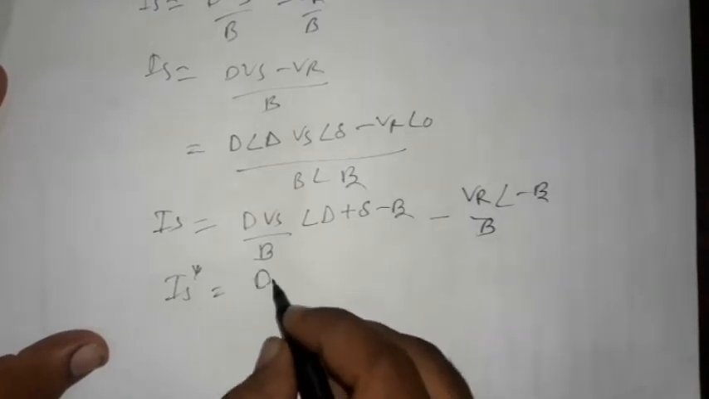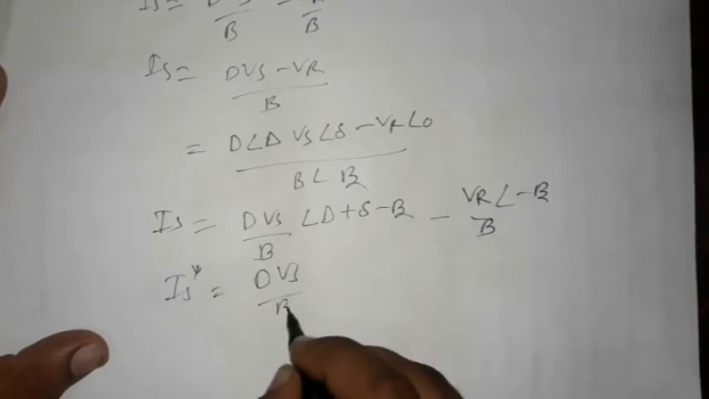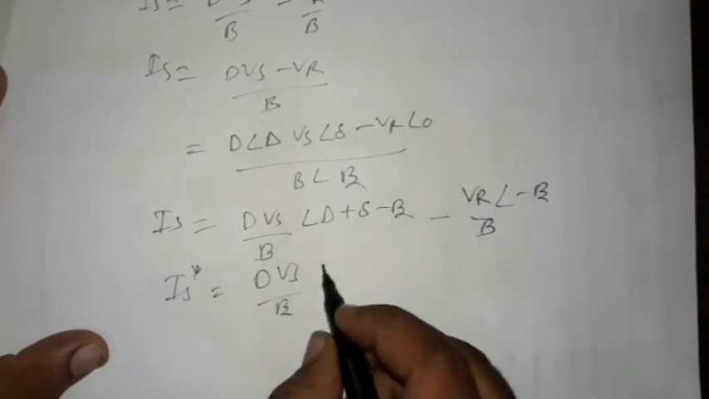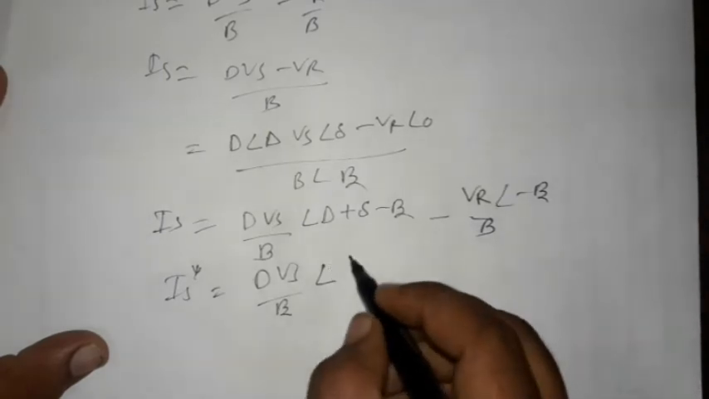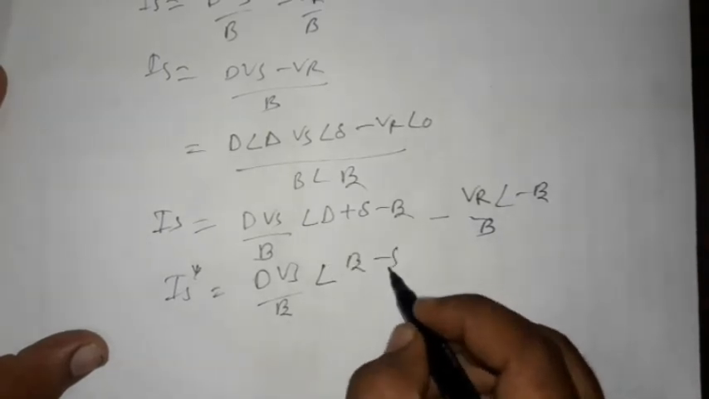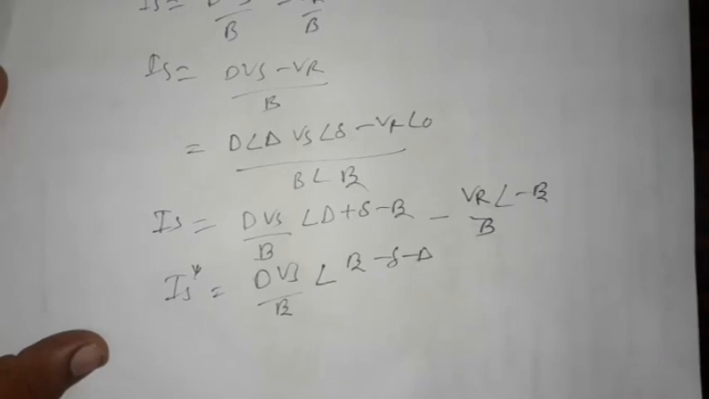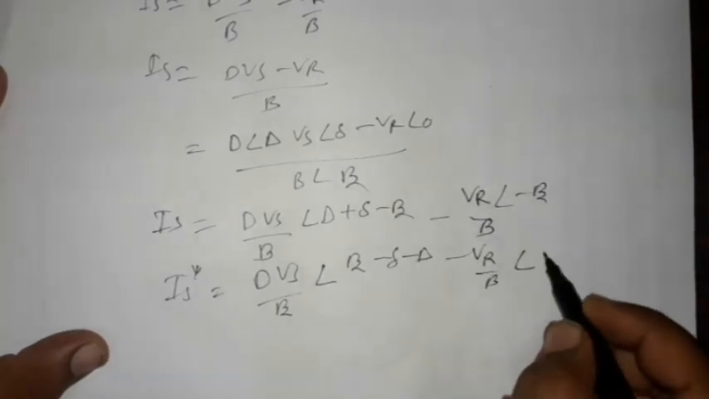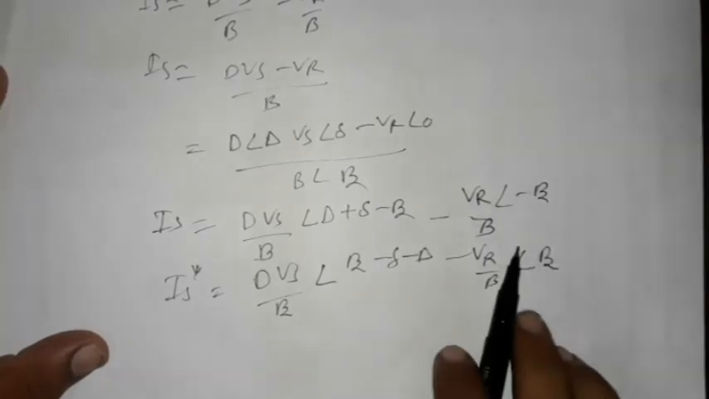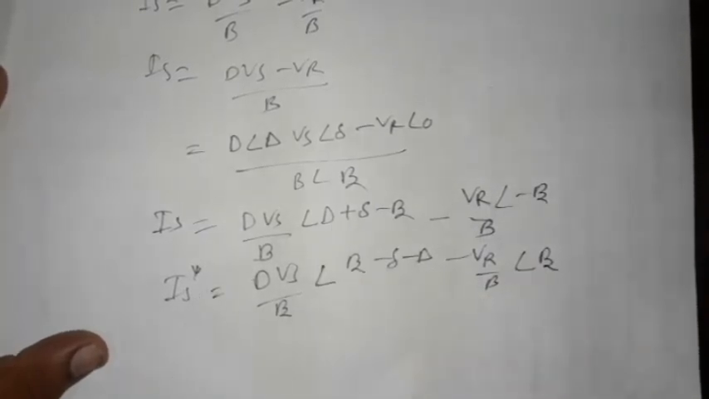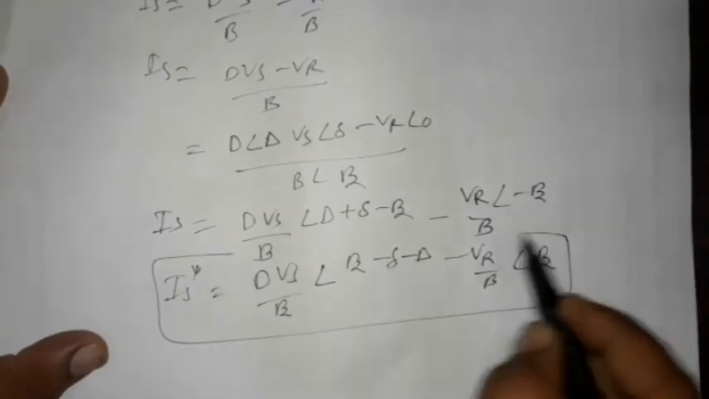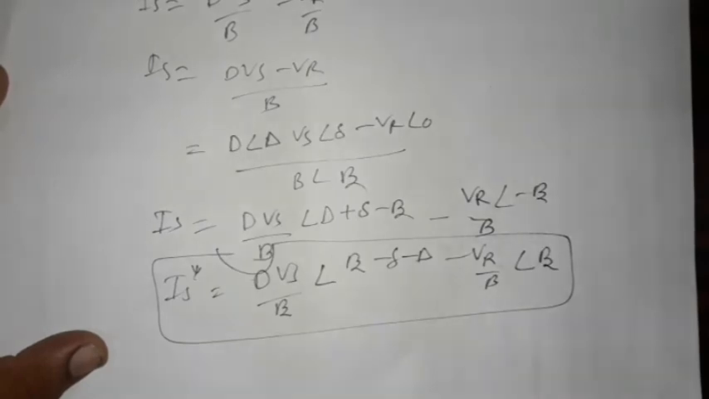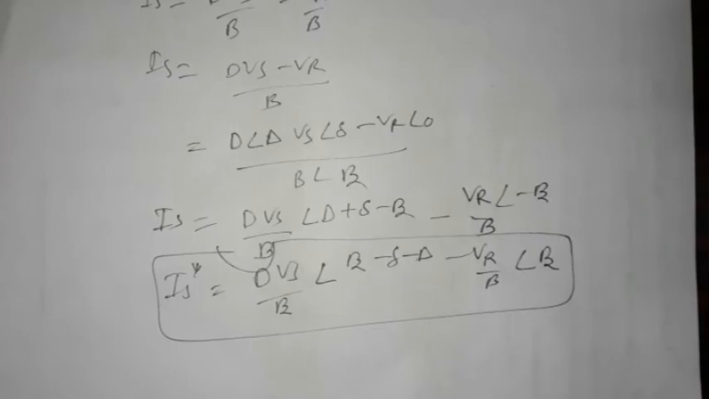So D into Vs upon B, angle beta minus delta minus capital delta, minus VR upon B and angle beta. We change the sign here and we find the Is conjugate. So here is the equation for Is. Now we put this equation in our power equation.